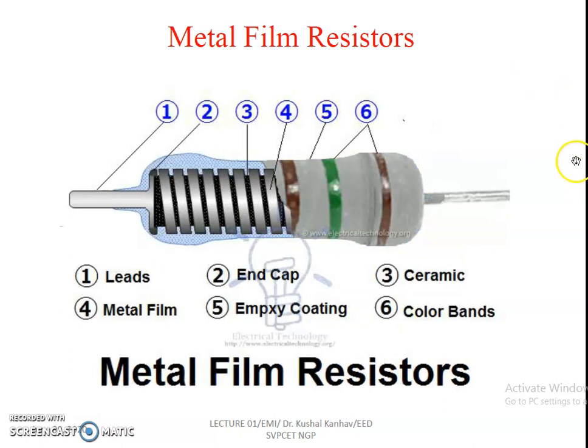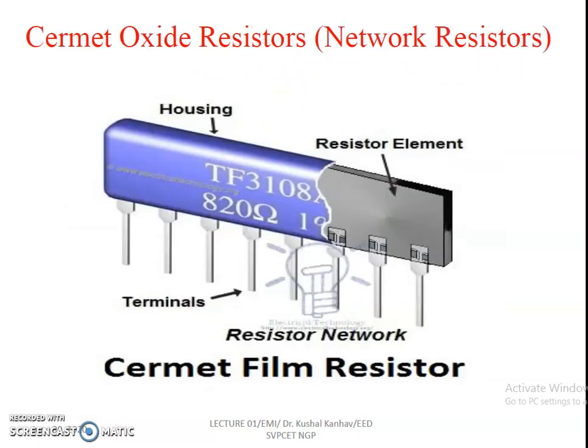These are metal film resistors. Here the metal film is used to change the value of the resistance. So again, it is just similar to your earlier resistance, but instead of a carbon, there is a metal that is used to construct this resistance. This is a ceramic, that is ceramic metal type of resistor. These are also called network resistors.